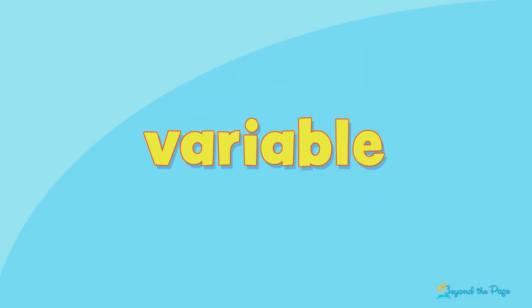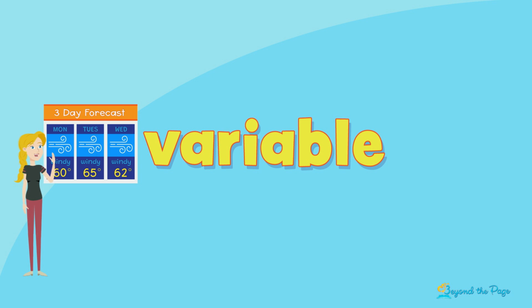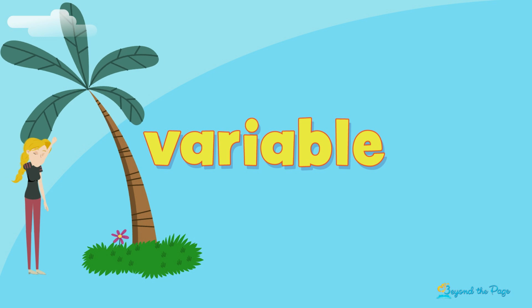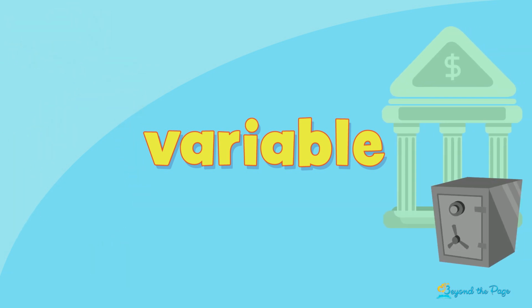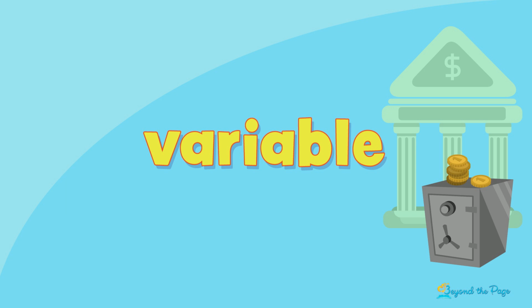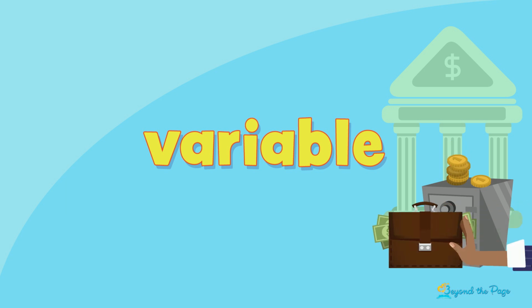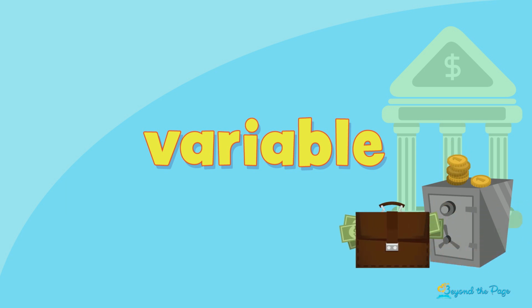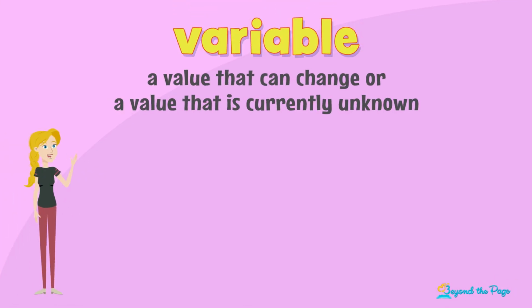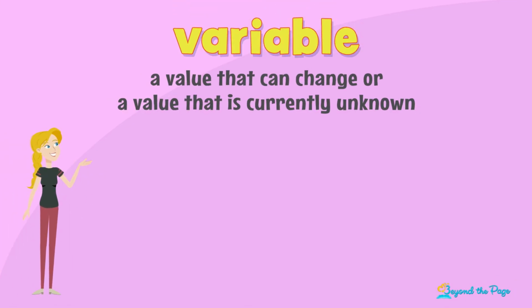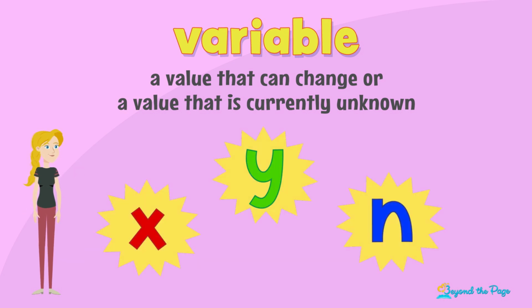Now how about the word variable? Maybe you've heard that word used in a weather report as the meteorologist refers to variable winds. That means that the wind speed keeps changing. Many banks offer variable interest rates to account holders, meaning that the amount of interest can change periodically. So in algebra, the term variable refers to a value that can change or a value that is currently unknown. We show these variable values using common English letters such as x, y, and n.